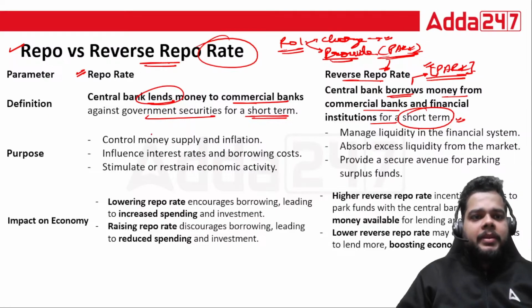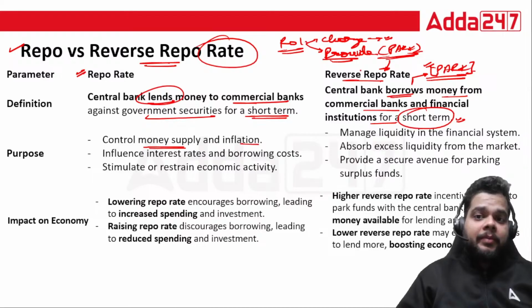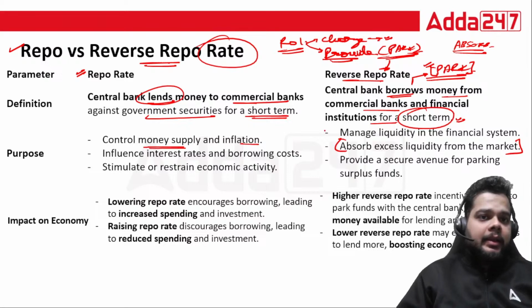What is the purpose of the repo rate? To control the money supply and inflation. And the reverse repo rate is to absorb the excess liquidity, because ultimately what will excess liquidity do? It will do harm to the economy and can create havoc in the form of high inflation.